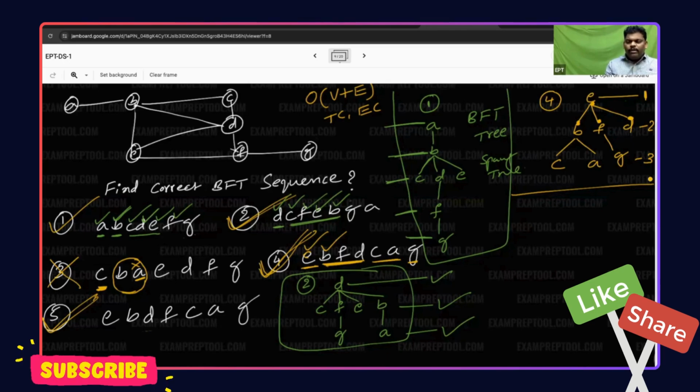If you want, you can verify this in the fourth diagram, whichever I wrote. See this one, all are connected. Check. No cycle also. When you say tree, it's connected and has no cycle. A tree may be a directed tree or an undirected tree.